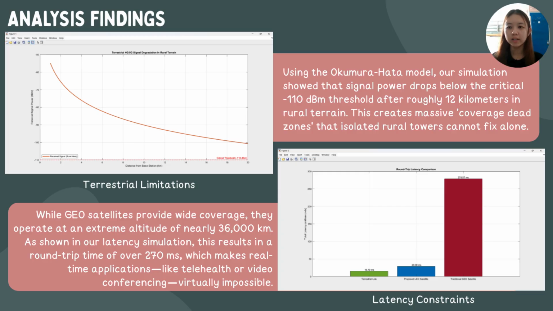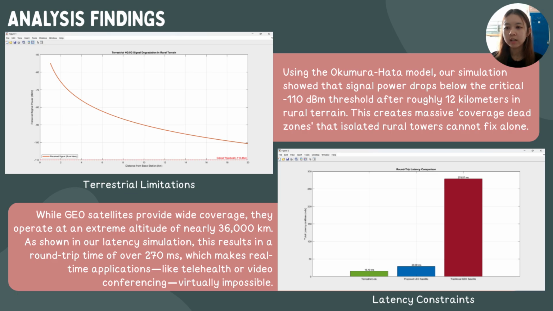However, our technical analysis identified two major failure points. First, terrestrial limitations. Using the Okumura-Hata model, our simulation showed that signal power drops below the critical negative 110 dBm threshold after roughly 12 kilometers in rural terrain. This creates massive coverage dead zones that isolated rural towers cannot fix alone.